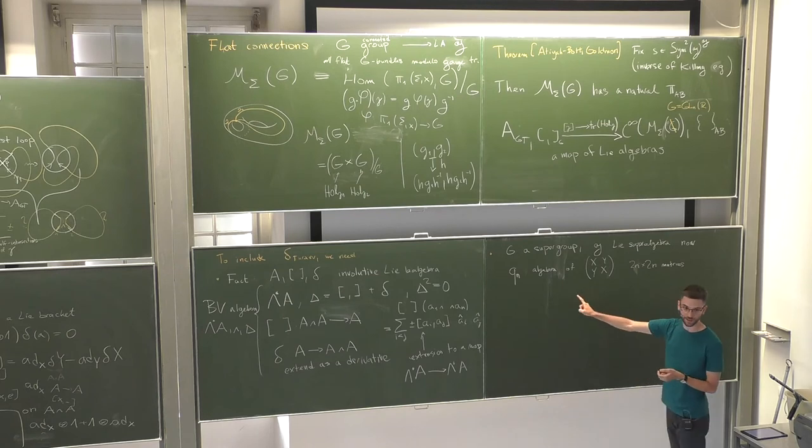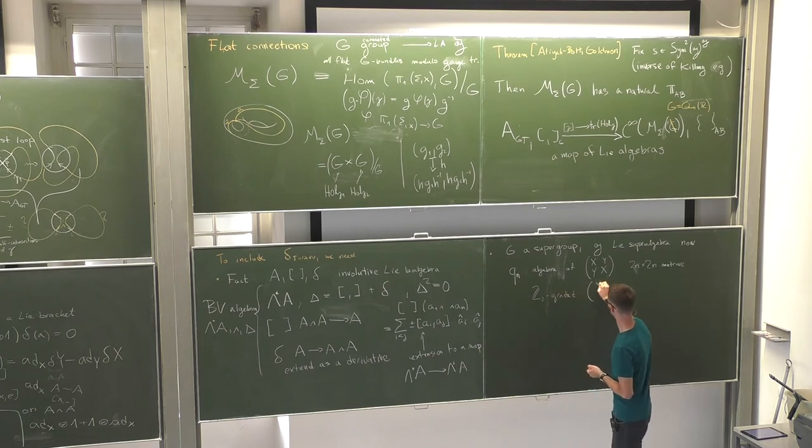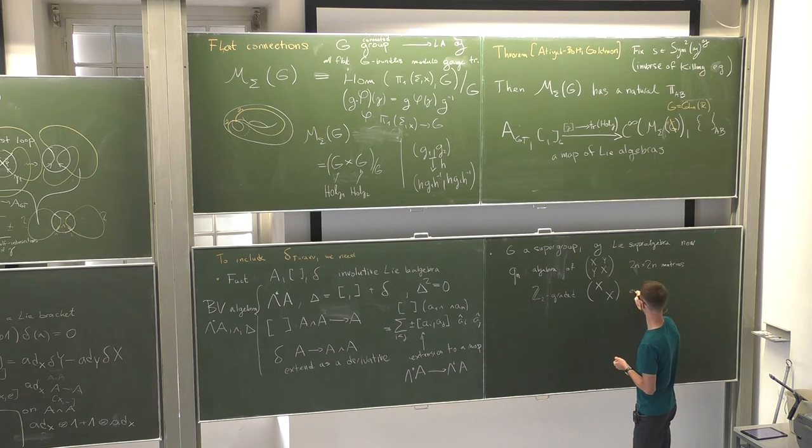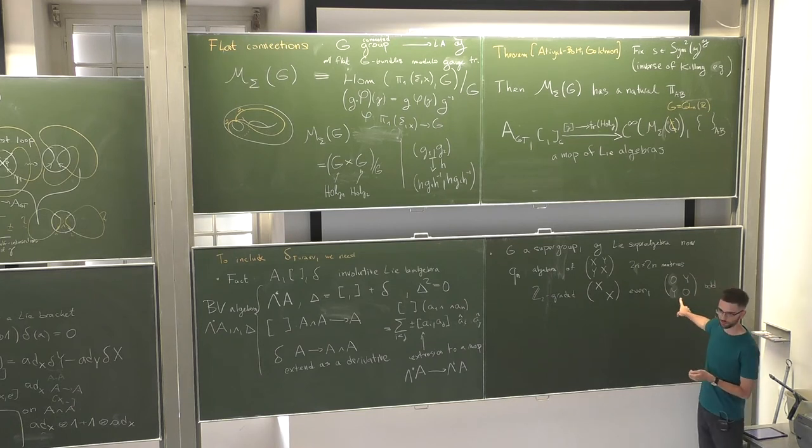And this algebra is Z2 graded. If these matrices are even, and the anti-diagonal matrices are odd, but it's only Z2 graded because the product of the two matrices like this is a matrix of this form. So it's just Z2, not Z graded. Okay.